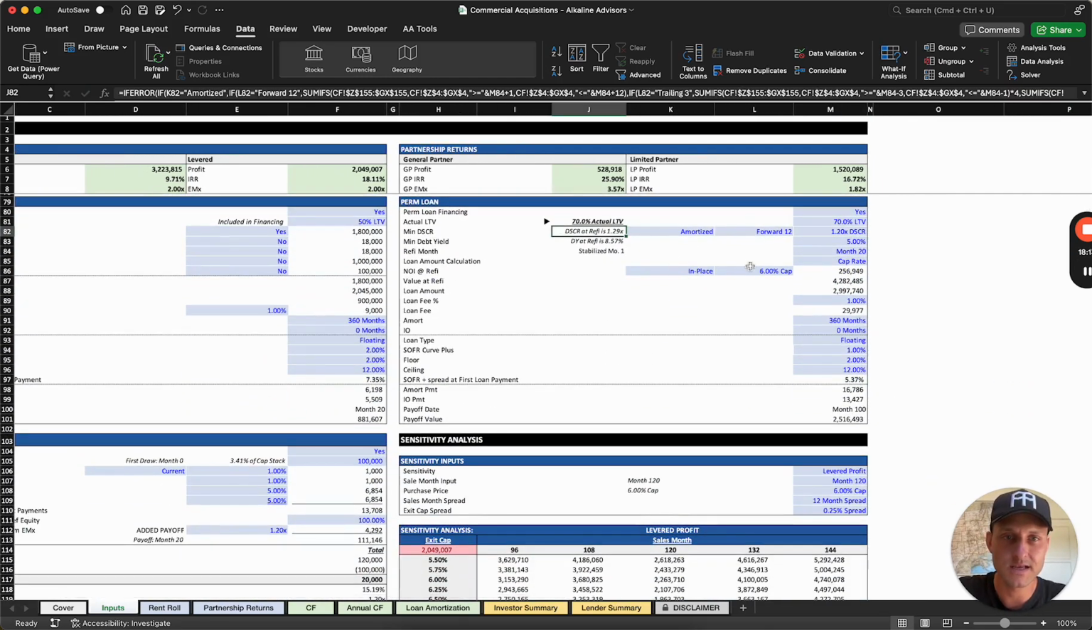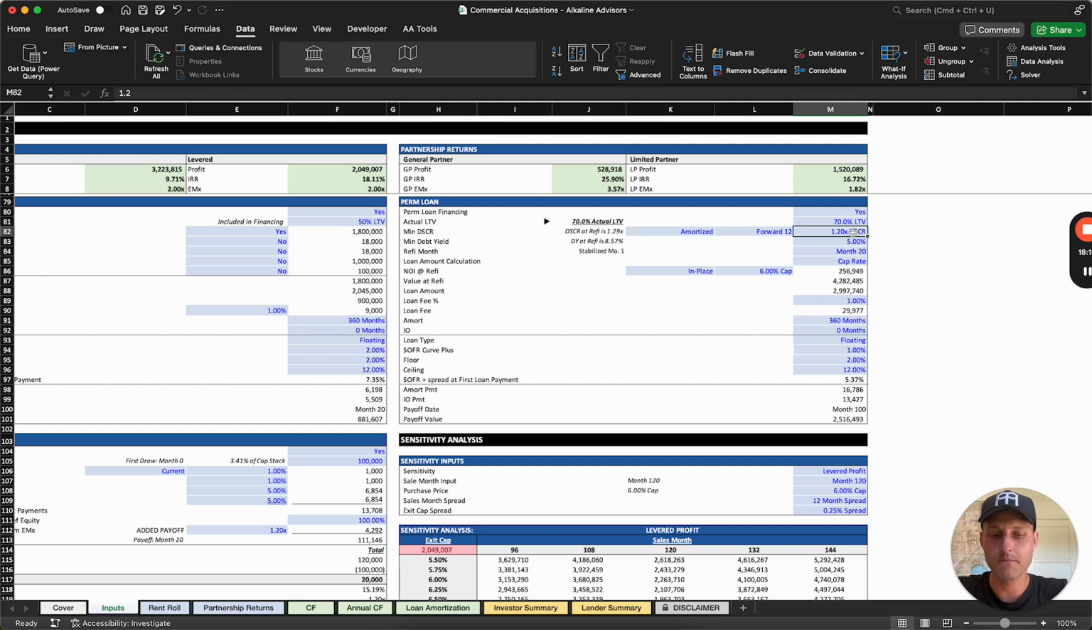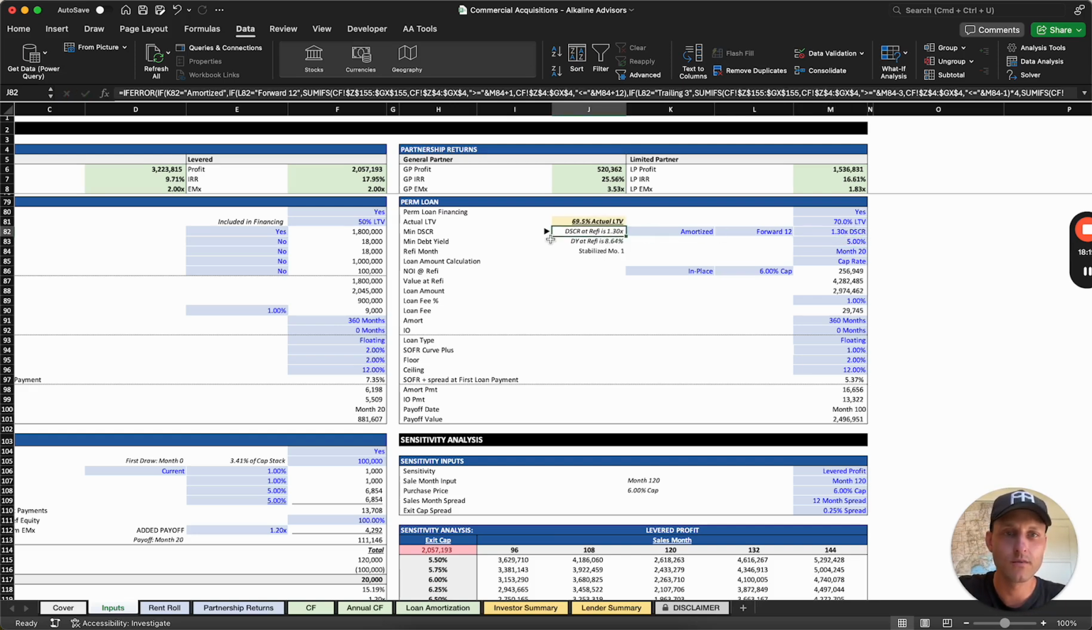And now it says our DSCR at refi is 1.29. So if we say we have a minimum DSCR of 1.3 and we don't hit that threshold, that arrow drops down to this 1.3 saying, hey, alert, you weren't at a minimum of 1.3 before. Now you're at 1.3, but your LTV is not, in fact, 70%, it's 69.5%.